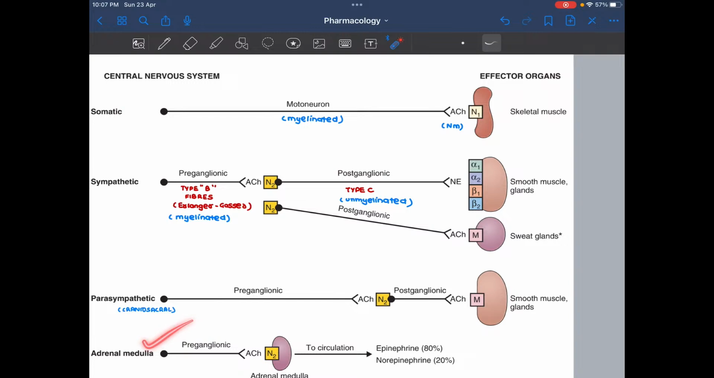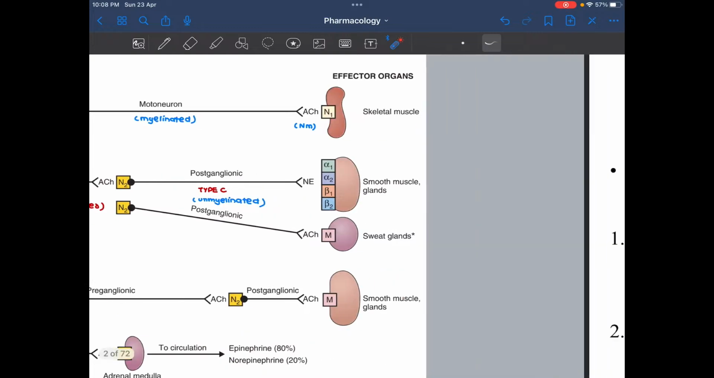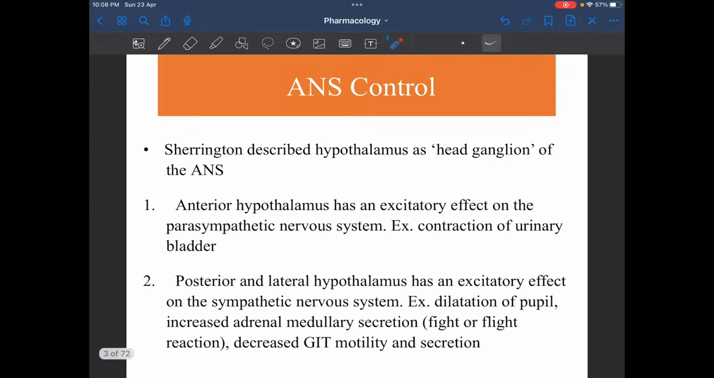And what about the adrenal medulla? We know the adrenal medulla is also supplied by preganglionic neurons that release acetylcholine into the adrenal medulla. And from there, we're going to have release of epinephrine, 90% it's epinephrine, followed by norepinephrine that makes up 10%. And lastly, we have some other hormones like dopamine.